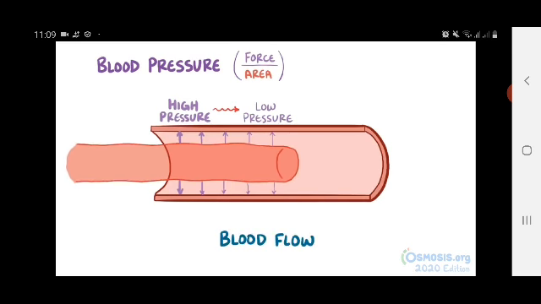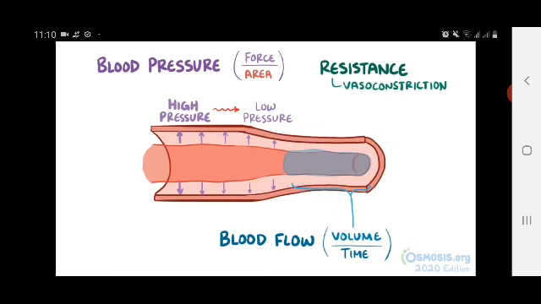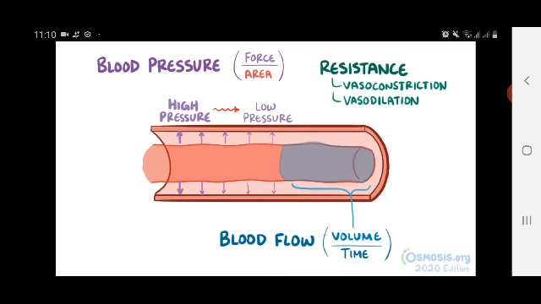When we say blood flow, we're referring to the volume of blood that flows through a vessel or organ over some period of time. Now, that amount of blood flow from one end of the blood vessel to another is affected by the blood pressure, as well as the resistance, which comes from the vessels themselves. Vasoconstriction, where the vessels constrict and get smaller, decreases blood flow. And vasodilation, where the blood vessels expand, increases blood flow.